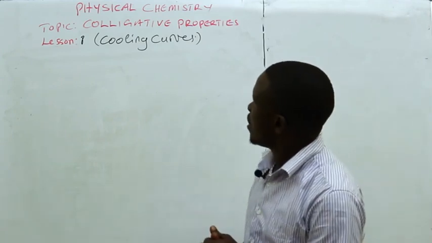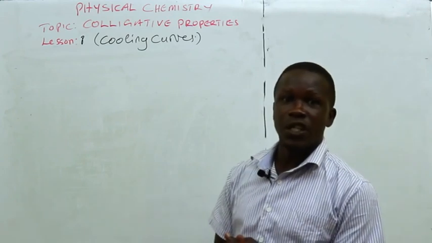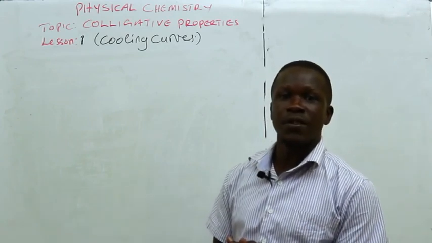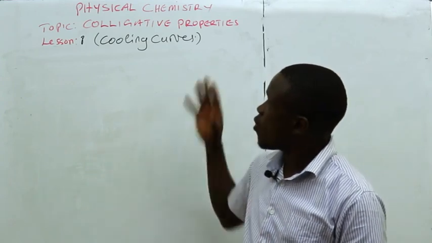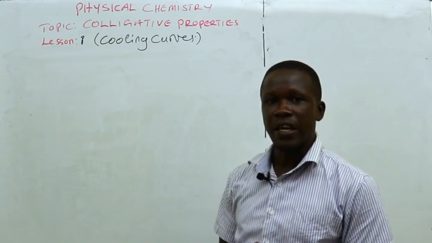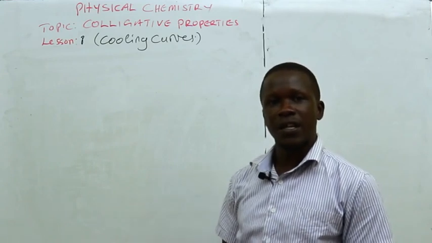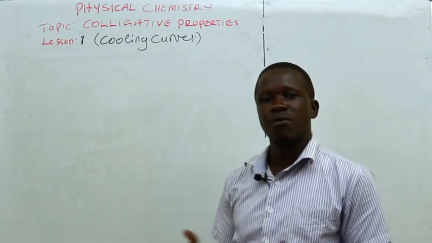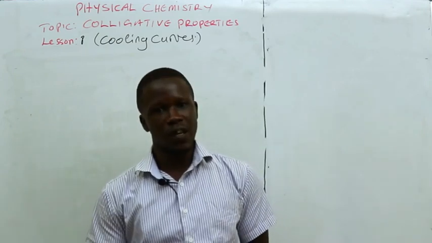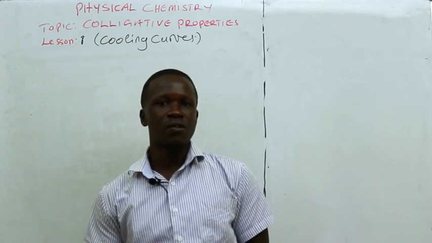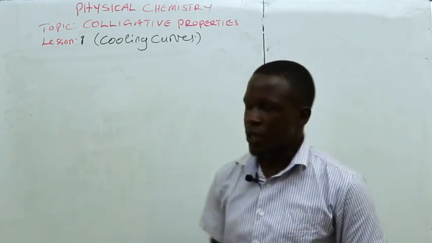And in lesson 8, I want us to look at cooling curves. And then we understand what cooling curves are and how helpful they are in colligative properties. How do they help us, especially to determine the molecular mass of a non-volatile solute in this part of depression of freezing point.